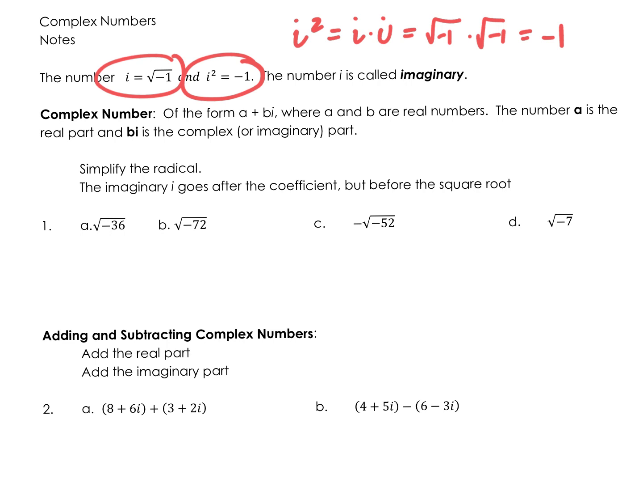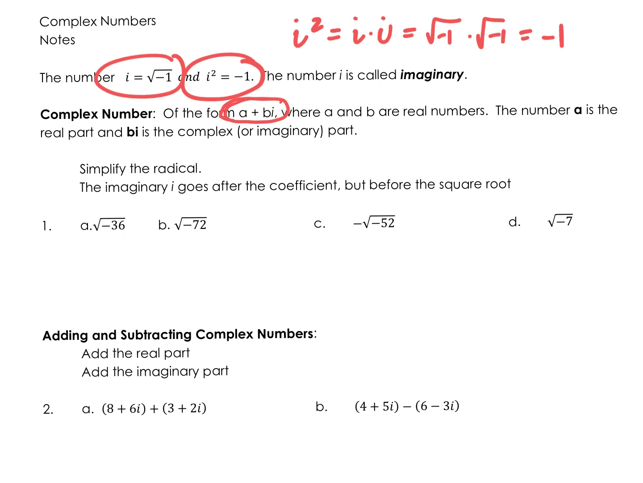Okay? A complex number is another phrase for an imaginary number, but usually complex numbers have a real part and an imaginary part. So this is traditionally what a complex number looks like: something plus bi, right? a is the real part, and bi is the complex or the imaginary part, because a does not have an i with it. So a is the real part, bi is the imaginary part, okay?